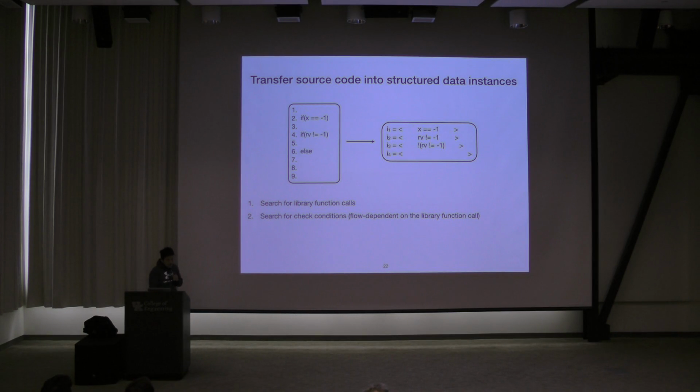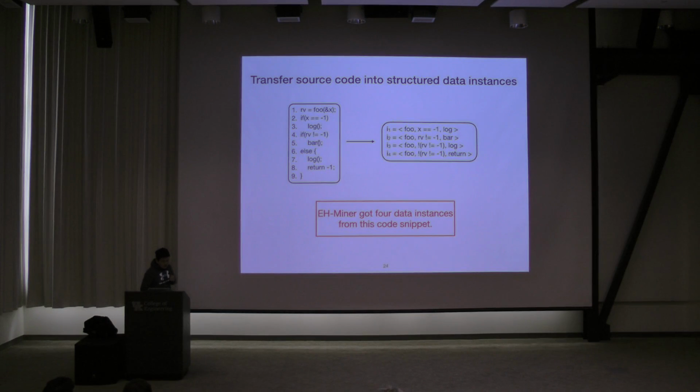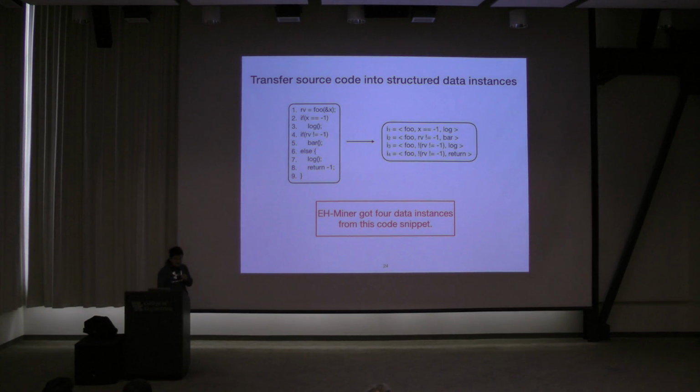Then we search for check conditions which are flow dependent on the library function call. Here we have 2 if statements and 1 else statement. Here we say A is flow dependent on B, meaning A reads some variables which are written by B. The third step is to search for functions or keywords which are control dependent on the check conditions. So finally, in this example, we can get 4 data instances.